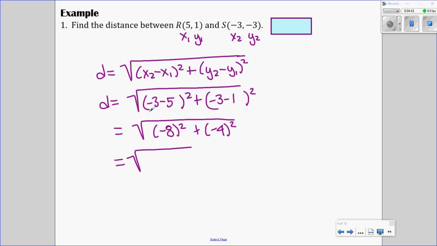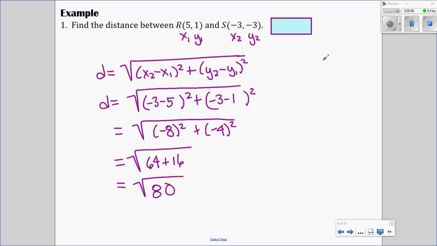Continue. Bring that radical symbol down. So this would be 64, and this one would be plus 16. Continue. You add those two, you'll get 80. And then you could either leave it like this, or you can simplify it further.